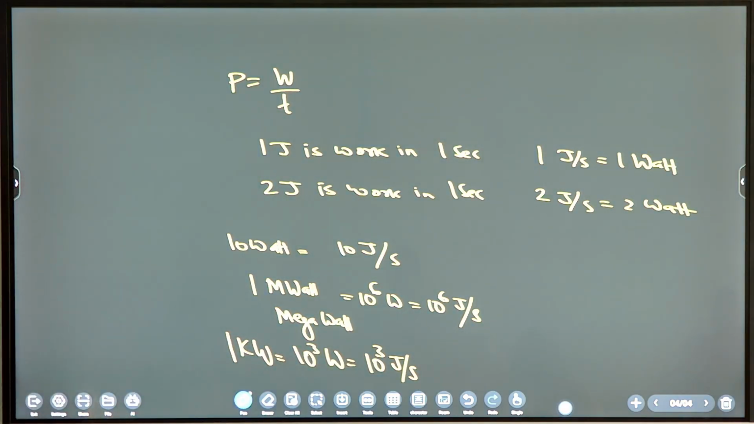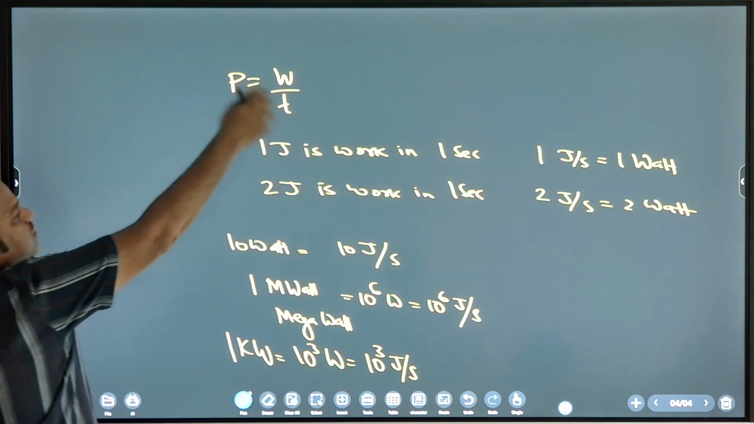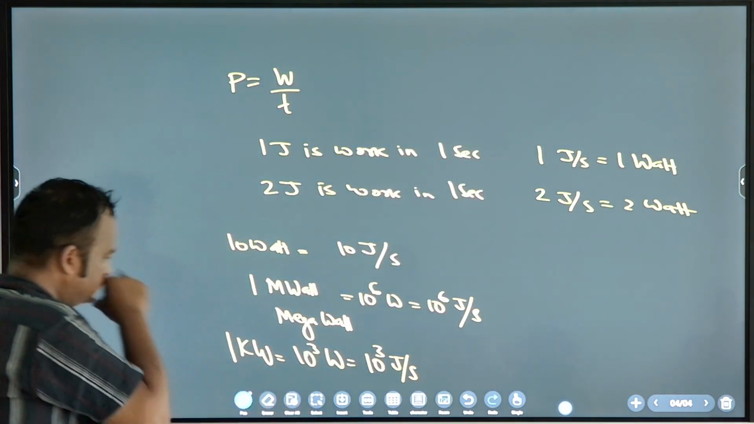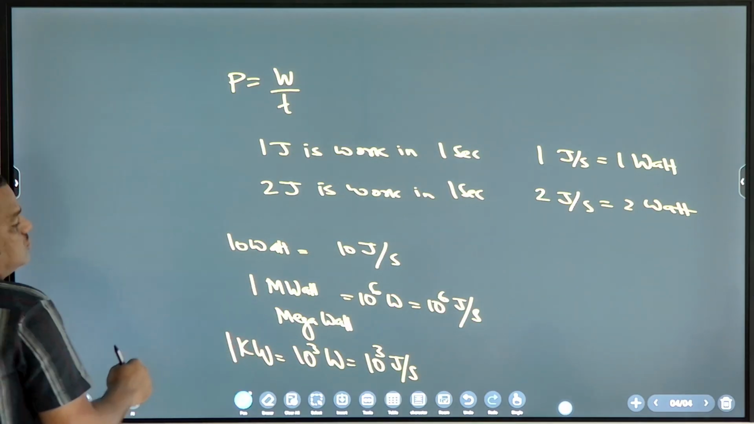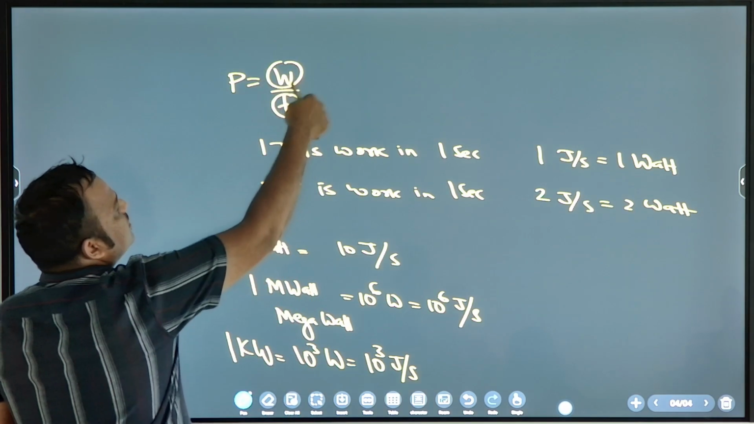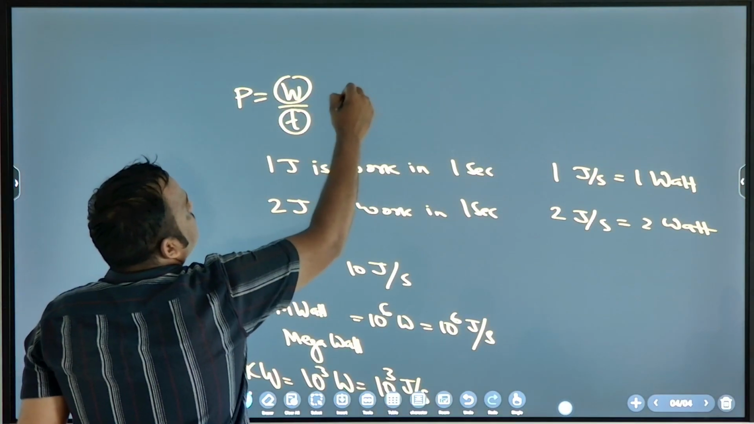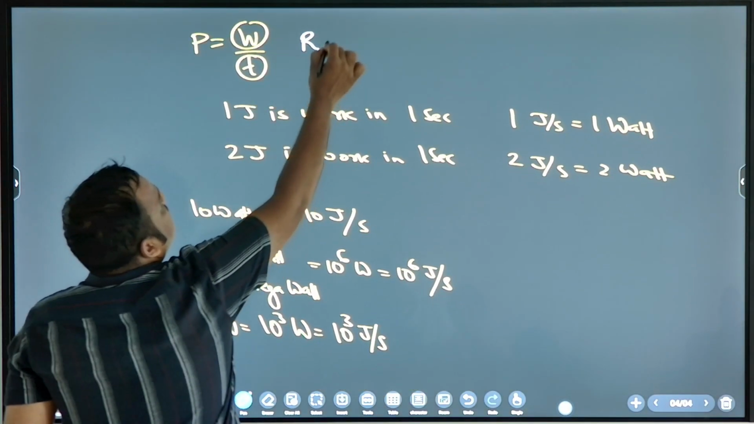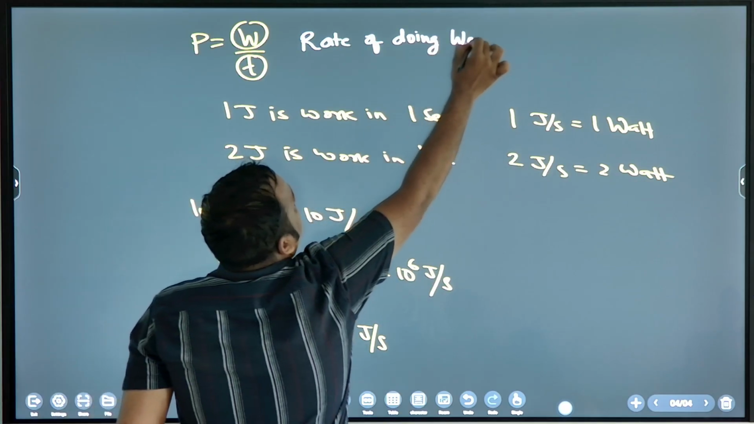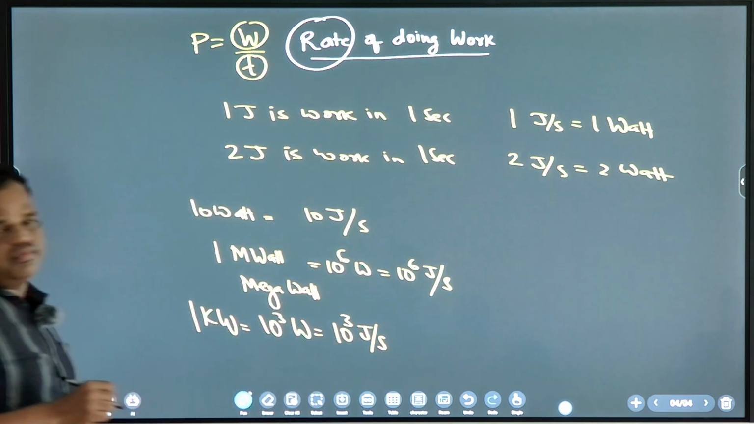So remember, work done upon time. Now just write down these units: megawatt, kilowatt. When I say work done per unit time, it is known as rate of doing work. When I say rate, rate means we compare with time.